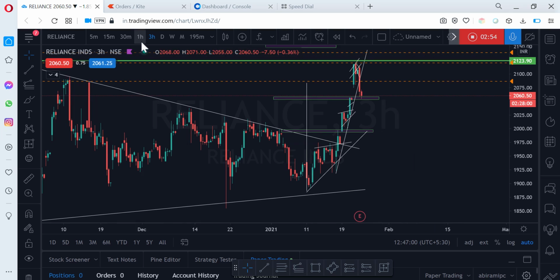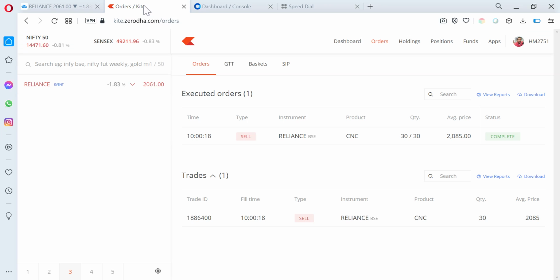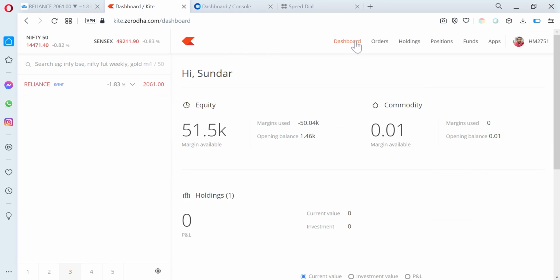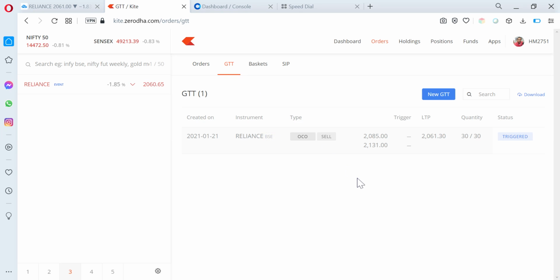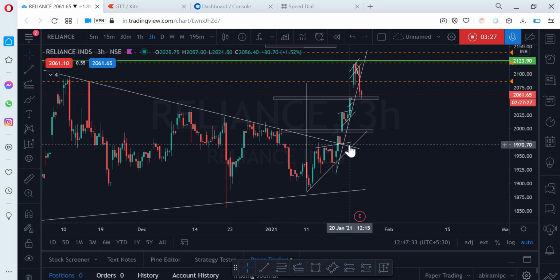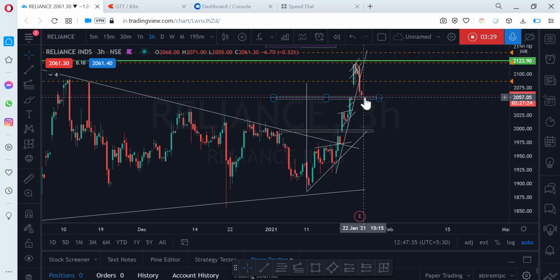With a capital of around 60K, I entered with 2% risk. I made the trade at 213. Let's go back to this area. I put my stop loss here at 1970, my first target here, and the second target up to this area.